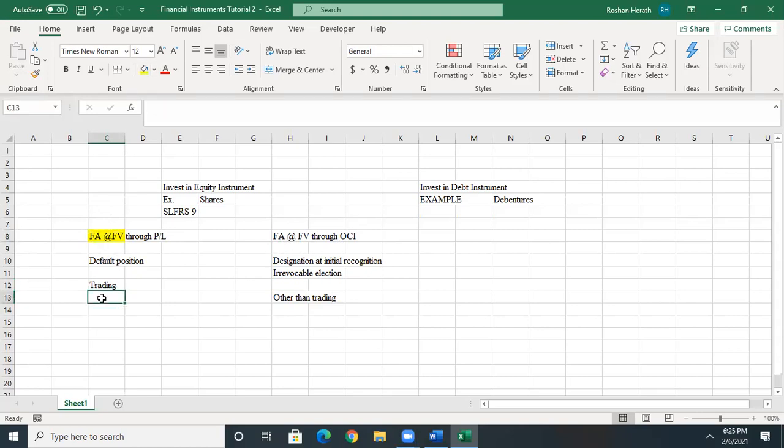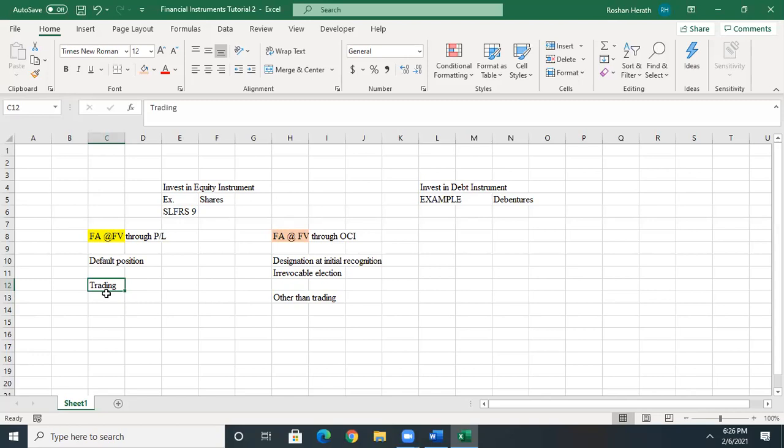If your purpose is other than trading, yes, you can make the designation. You can designate them as financial asset at fair value through other comprehensive income. Then if I ask what you mean by trading, it's pretty straightforward: you purchase the shares at a lower price and immediately sell them when the price goes up, because you want to realize the fair value change.